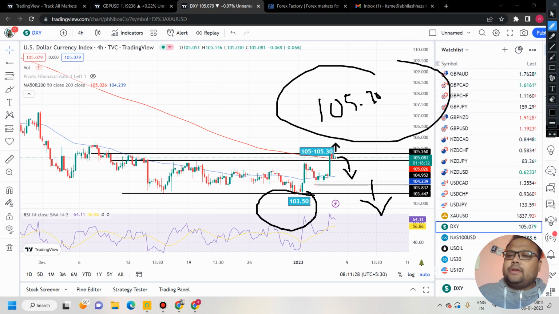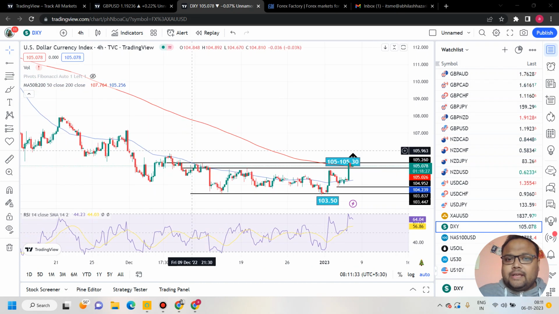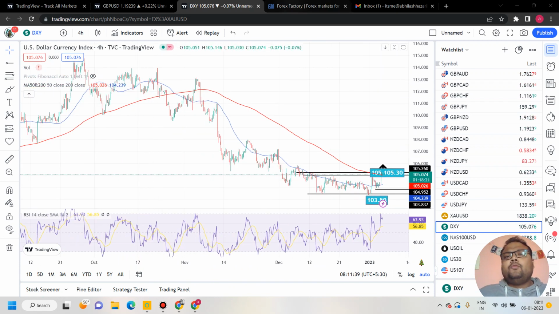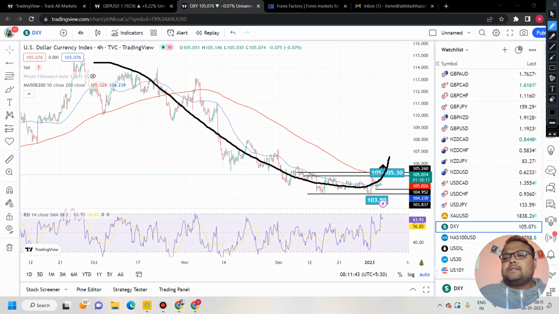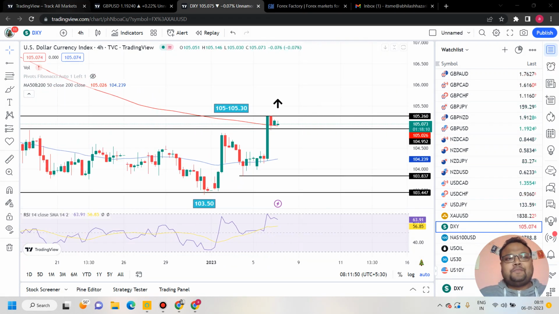And if DXY breaks 105.30 and starts going higher, then maybe we will see a good amount of recovery on the chart of DXY. The immediate resistance will be around 105.70, but in the long run, we may see a trend reversal on the chart of DXY. Let's see how the market performs during the news.